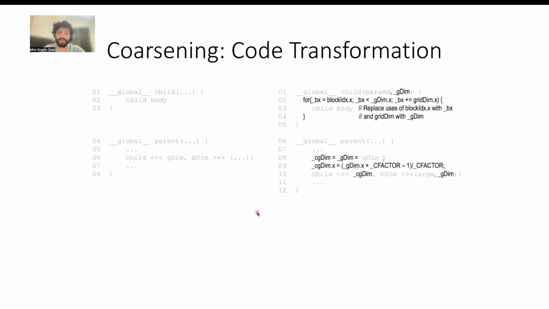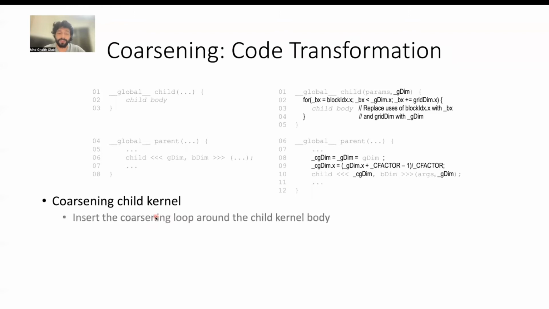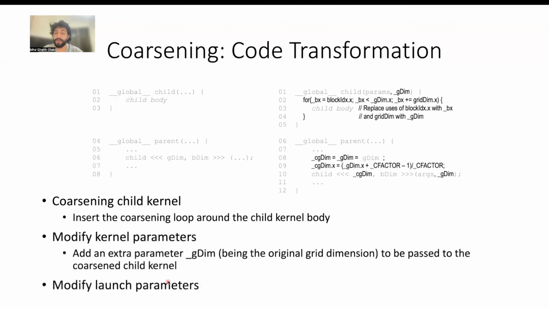How do we achieve the coarsening code transformation? We create the coarsening child kernel by inserting the coarsening loop around the child kernel body. Then we modify the kernel parameters and the launch parameters to accommodate the newly transformed kernel.